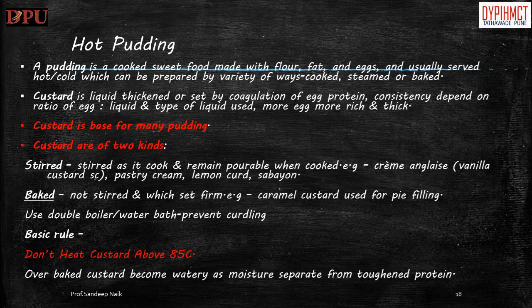Custards are of 2 kinds. 1. Stirred. It is always stirred as it cooks and remains pourable when cooked. Examples: crème anglaise, vanilla custard sauce, pastry cream, lemon curd. B. Baked. It is not stirred and sets firm during baking. Use of double boiler or water bath is done to prevent curdling. Example: caramel custard, used for pie filling. Basic rule: don't heat both types of custard above 85 degrees Celsius. Overbaked custard becomes watery as moisture separates from toughened protein.